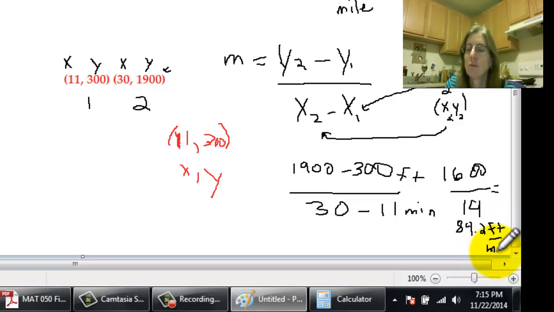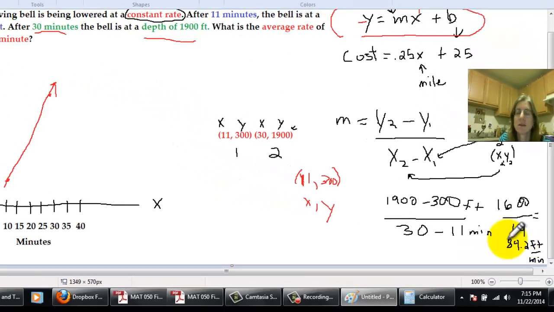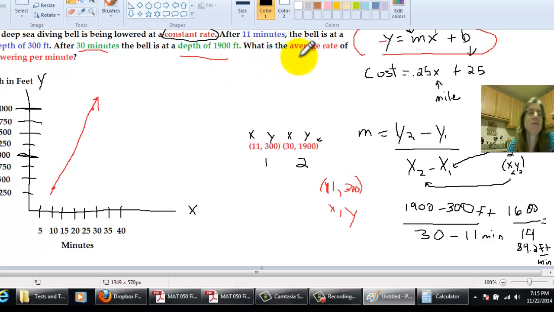And that's correct, and we can check that right here. What is the average rate of lowering per minute? So we know that we lowered in feet per minute. So that's how you do this problem. You think of it as a rate of change problem.